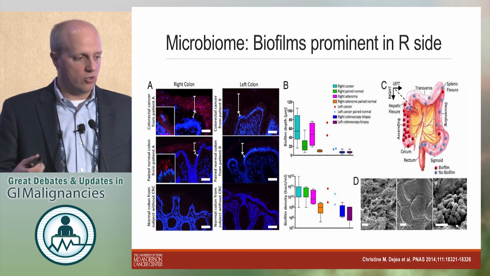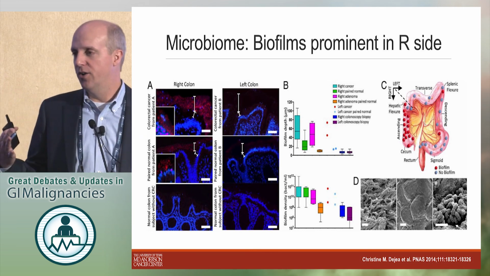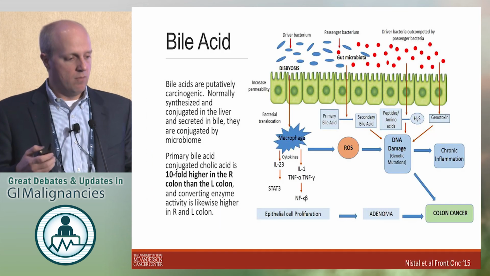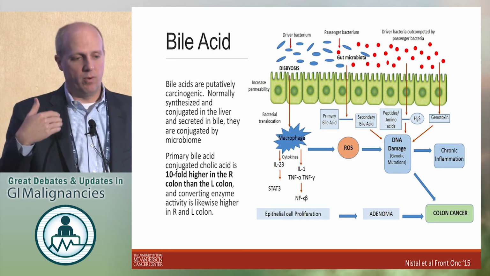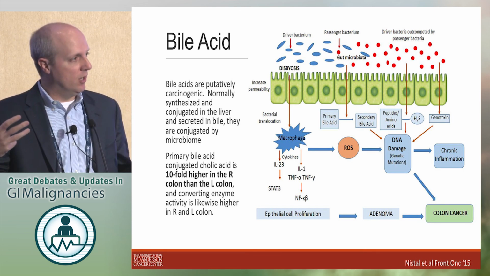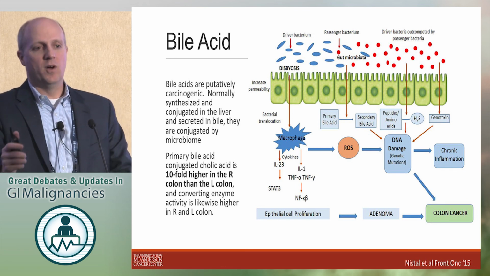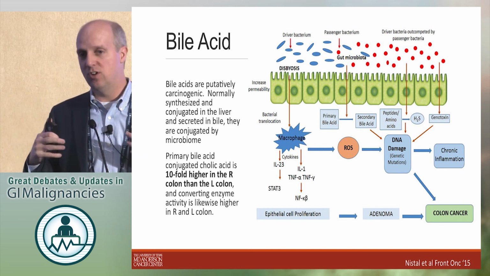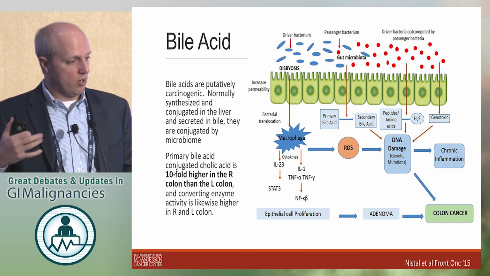When you then start to look at what that means, we're still trying to understand the biology of this really complex microbiome. But one of the things that has come up is the recognition that the gut microbiota in the biofilm can be associated with generation of some procarcinogenic agents. One of the ones that's been studied for years, and the gastroenterology field has been very interested in this, is bile acid. And bile acids are putatively carcinogenic.